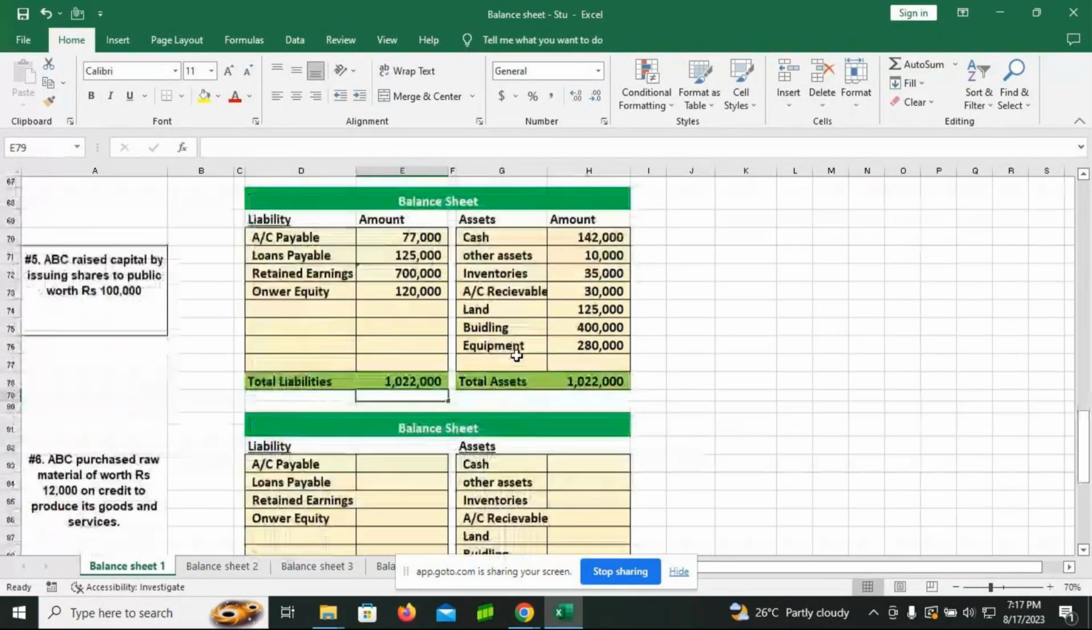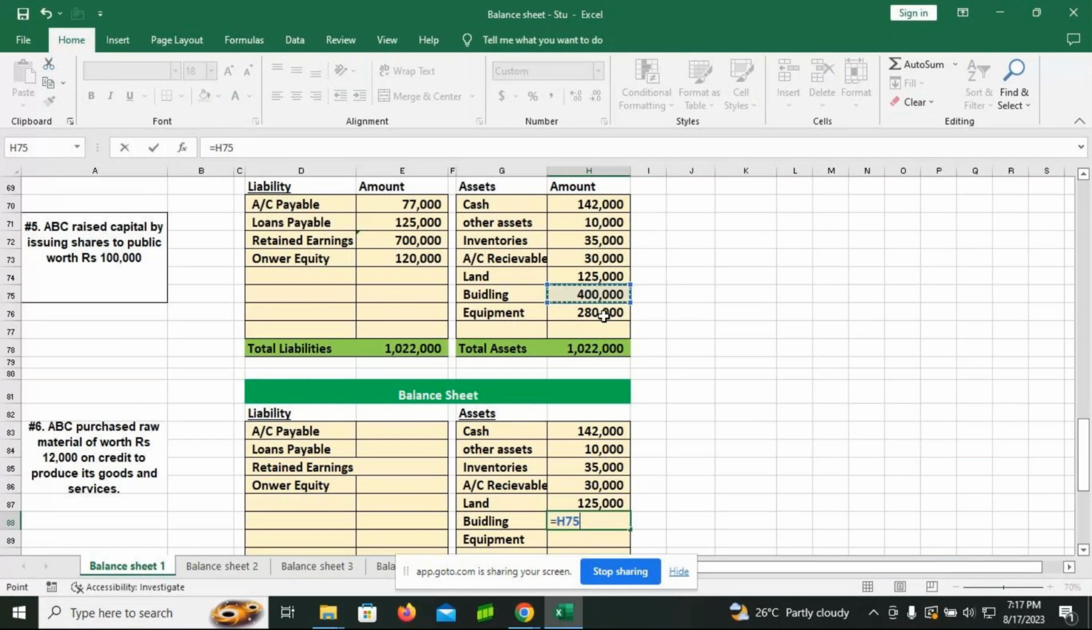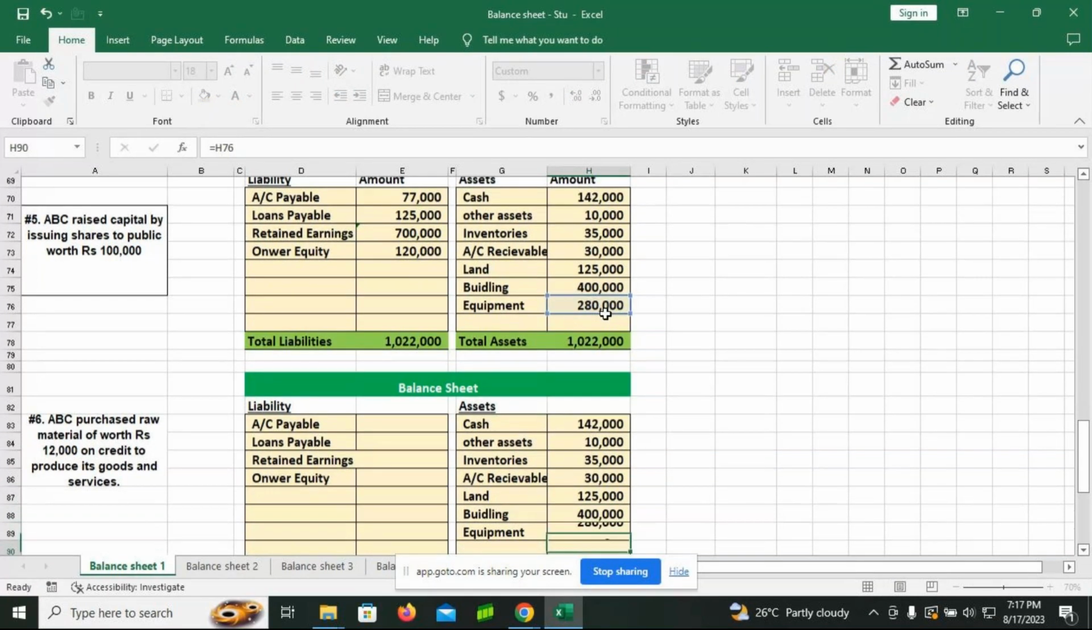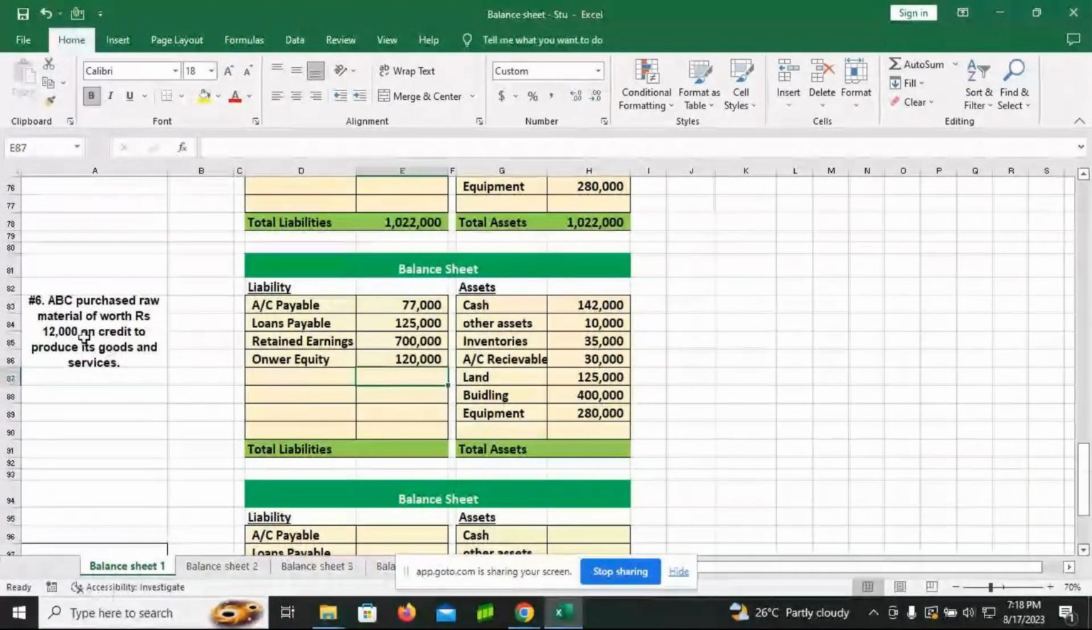So next sum. Cash equals, inventories, receivable, land, equipments. So here account payable. Previously whatever we had done in the balance sheet, the same values have to be taken, and thereafter you have to make the necessary changes.